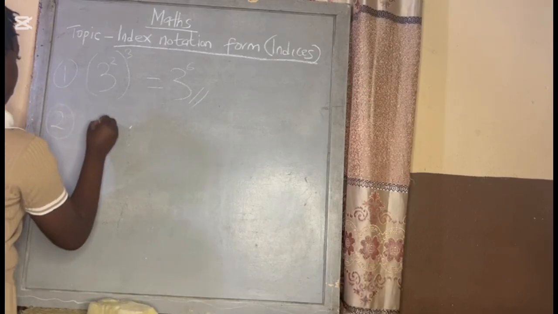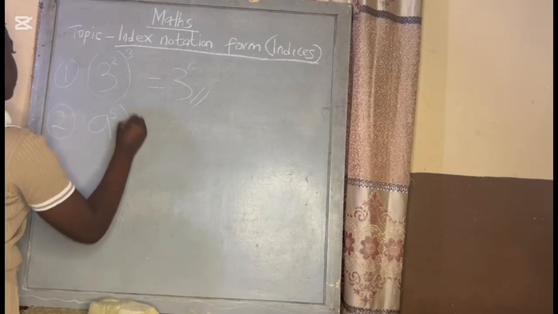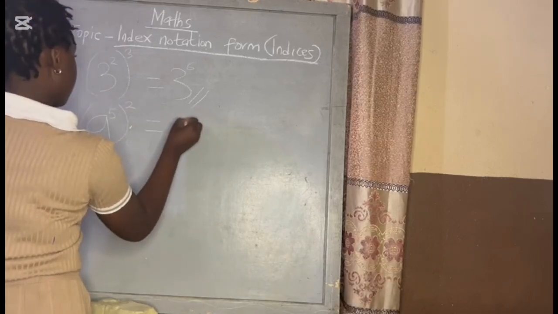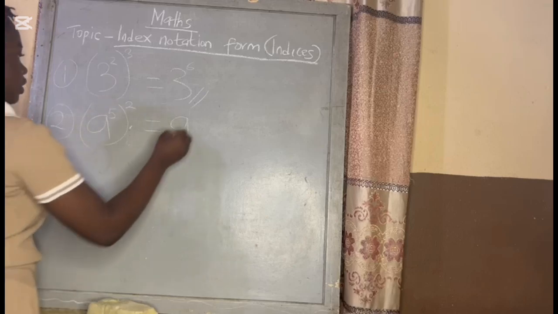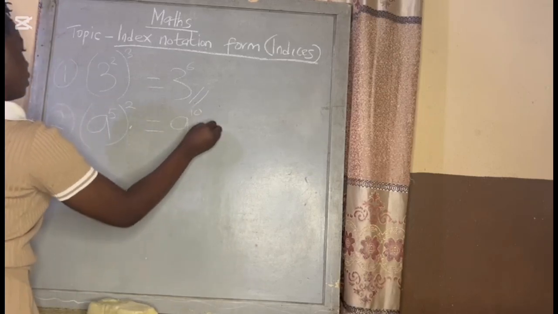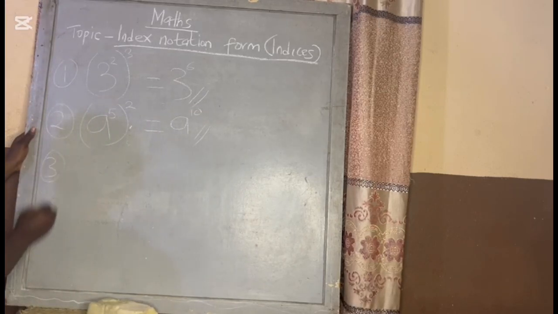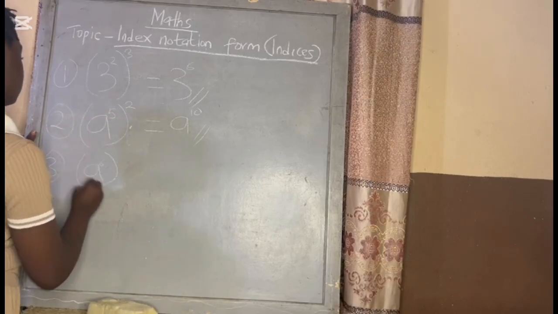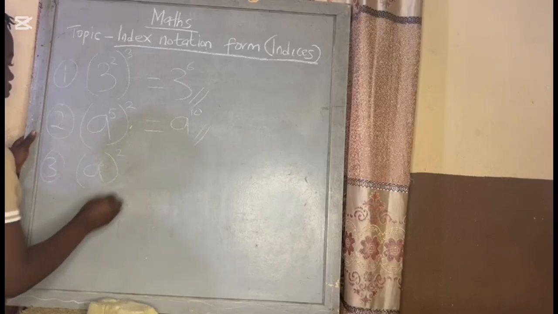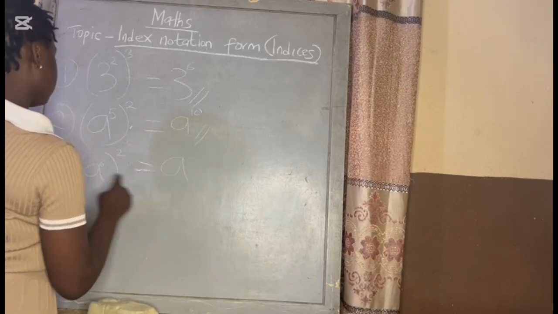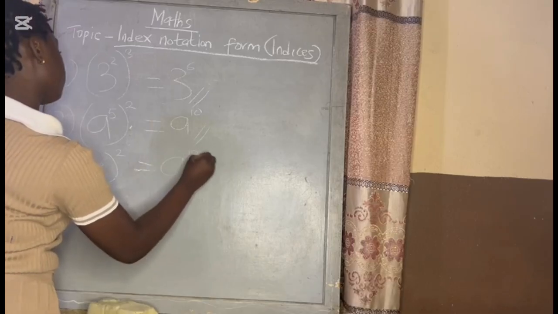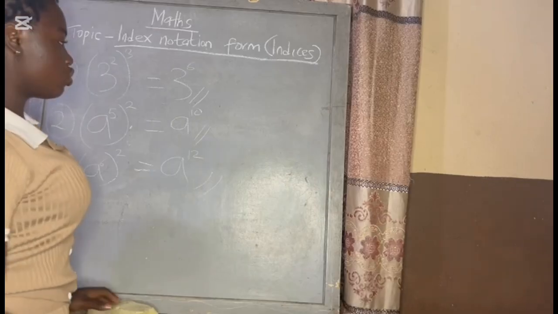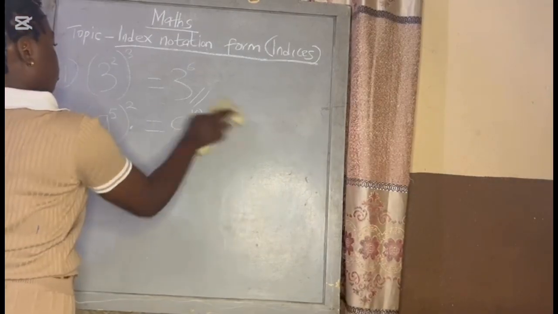Example 2. A raised to power 5, raised to power 2. A raised to power 5 times 2 is 10. So the answer is a raised to power 10. This is our final answer. Example 3. A raised to power 6, raised to power 2, equals a raised to power 6 times 2, which is 12. So this is the third law we have in indices. We move on to the fourth law.